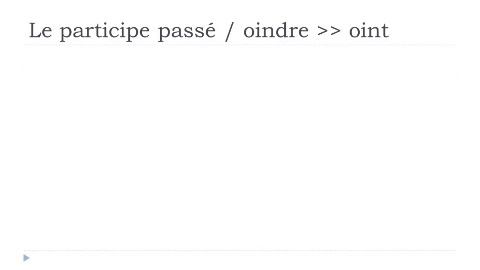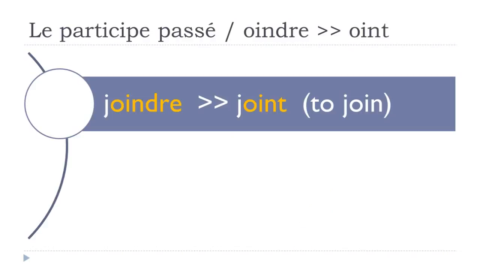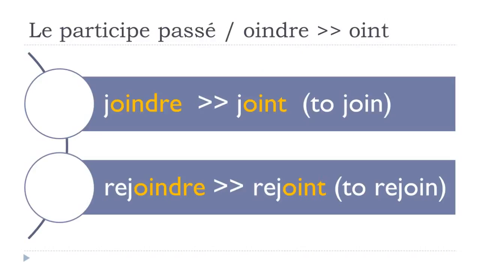Okay. Now the verbs ending with O-I-N-D-R-E, and they will become O-I-N-T. Let's see. Joindre, joint. Rejoindre, rejoint. Same thing, final T not pronounced. So when you get this O-I-N combination of letters, you get the sound ouin. Joint, and then rejoint.